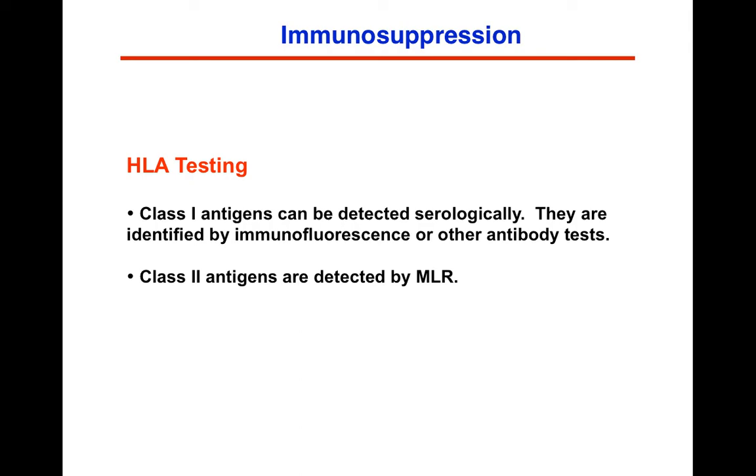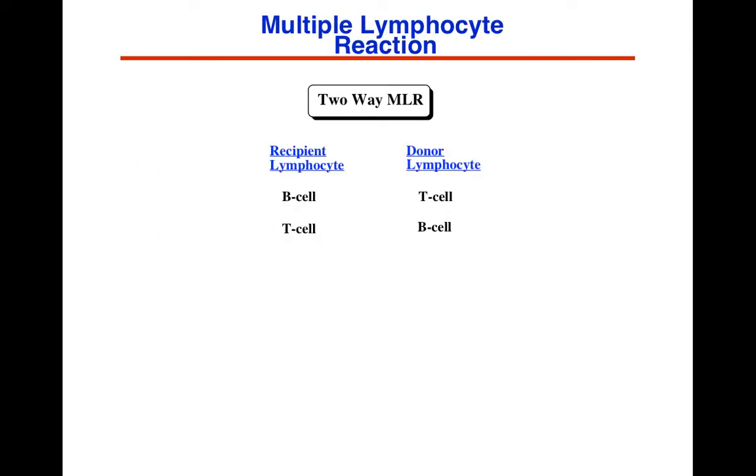Class 2 antigens are detected by the MLR response. And what is the MLR? Well, the MLR is a multiple lymphocyte reaction, and there are two different types. The first one is the two-way MLR. If we took recipient lymphocytes, the recipient would have B and T cells. The donor lymphocytes would have T cells and B cells as well.